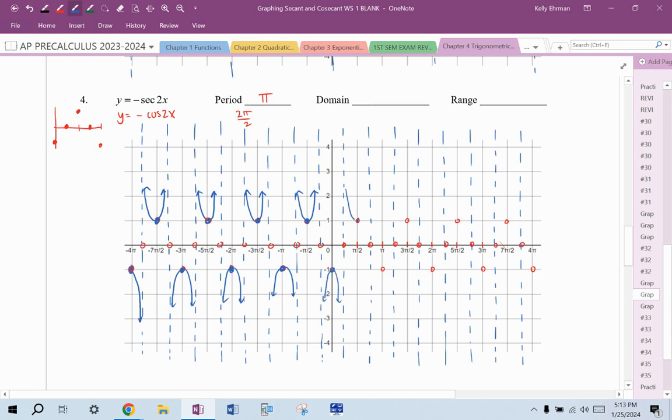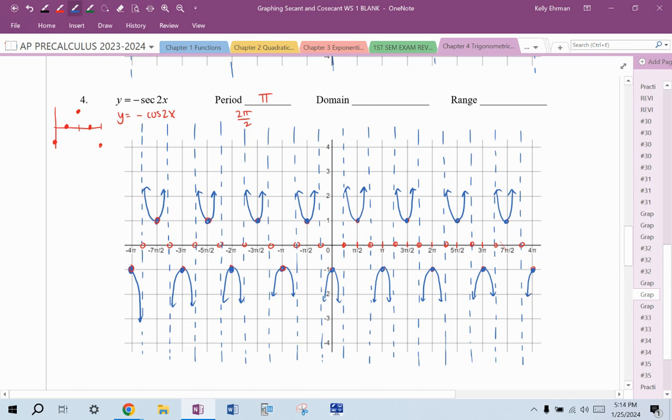sketching the rest of these. We had that question of how many periods should you be able to fit in here? Well, the span here is 8 pi. 8 pi divided by pi, that's 8 periods of secant that we're sketching. Kind of a lot, but it gives you a good sense for how the numbers in the graph are affecting the spread of the graph. All right, there we go.